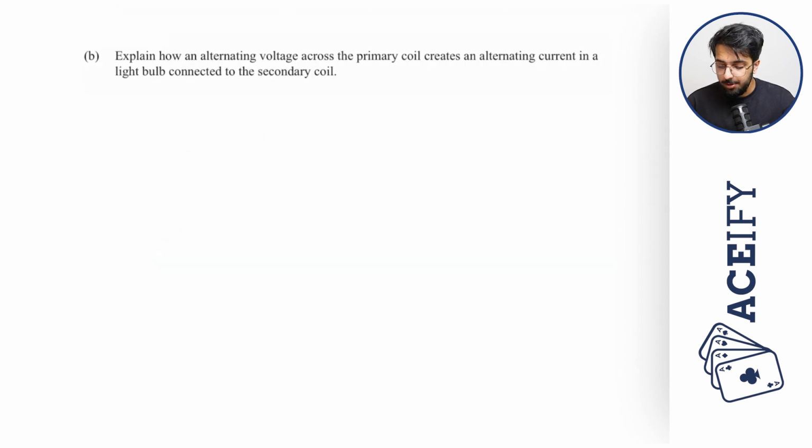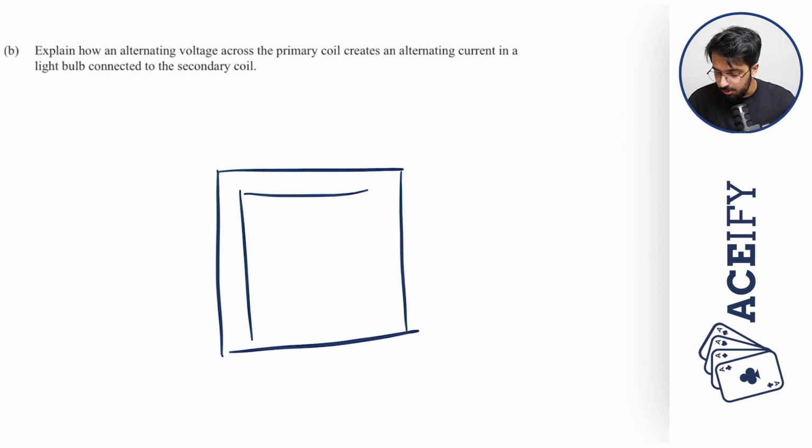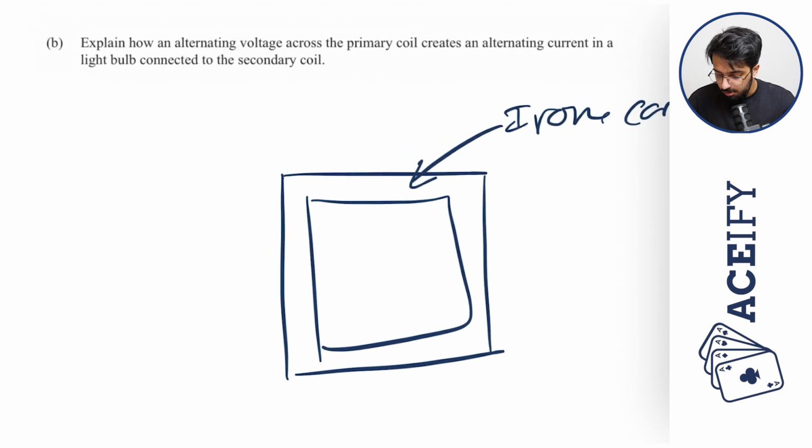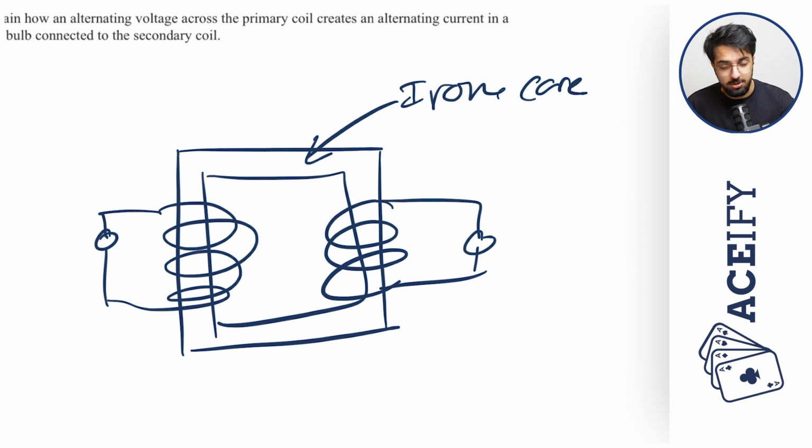Here we go. Explain how an alternating voltage across the primary coil creates an alternating current in the bulb connected to the secondary coil. So the alternating voltage in the primary coil causes an alternating current within the primary coil, and this causes an alternating magnetic flux within the iron core. Remember that our coils are within this iron core thing. Okay, let's say this is our iron core, and the coils are wrapped around this iron core. I draw a better picture in my video on transformers, so if you want to see a better picture, you can go through that video.